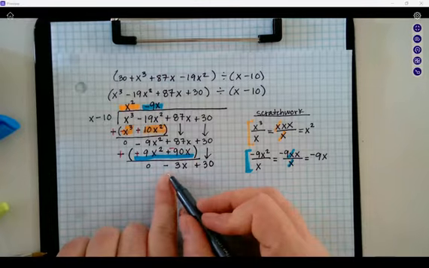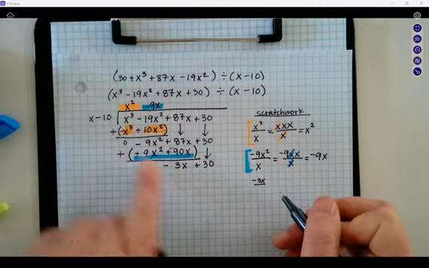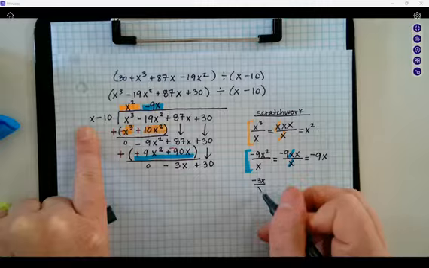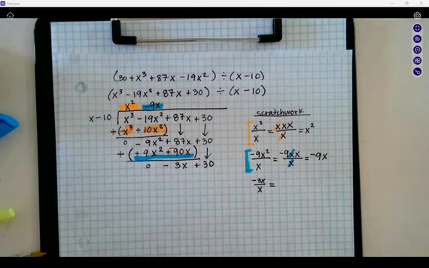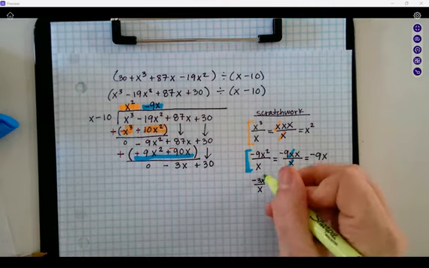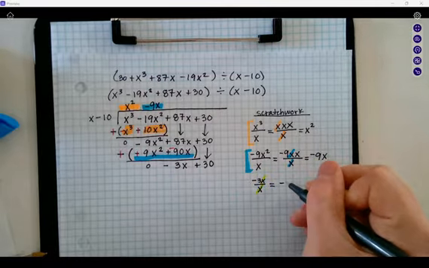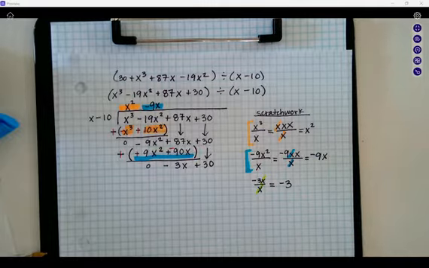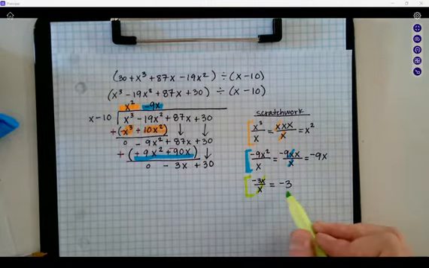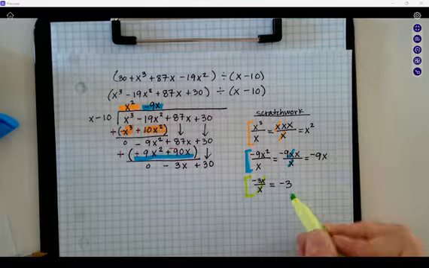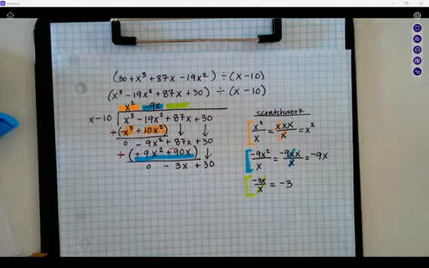So I've got this negative 3x. I'm going to divide that by the first term of my divisor. These x's are going to simplify. Anything divided by itself is 1, so that's going to leave us with this negative 3 times 1, which is just negative 3. I'm not going to write the times 1. So this is the third term of our quotient. I'm going to highlight up here to emphasize where it goes. I'm going to write it down.